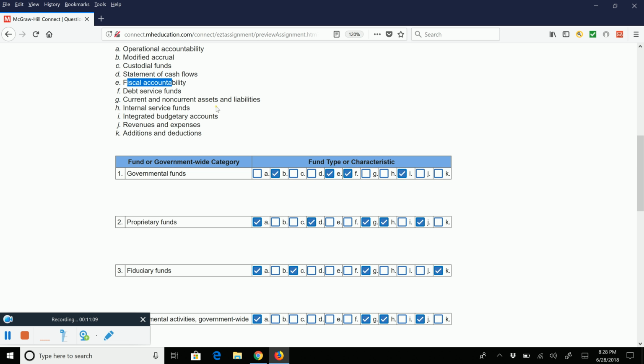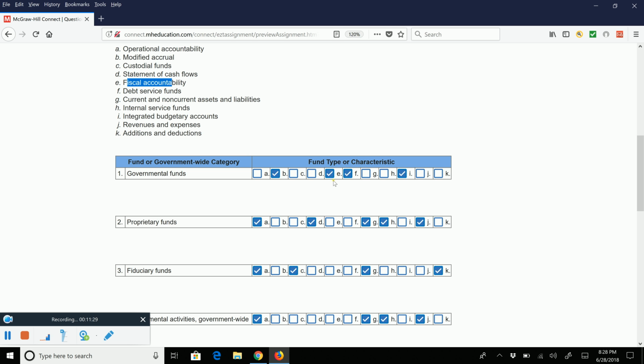Fiscal accountability is the opposite of operational accountability. Just like I told you to match up operational accountability with accrual accounting, I'm going to tell you to match up fiscal accountability with modified accrual accounting. So we have governmental funds checked off here.